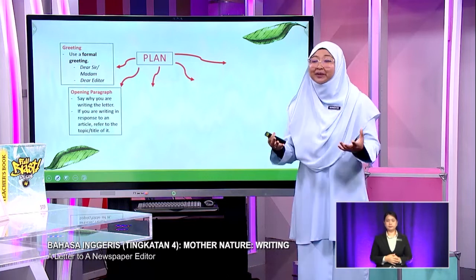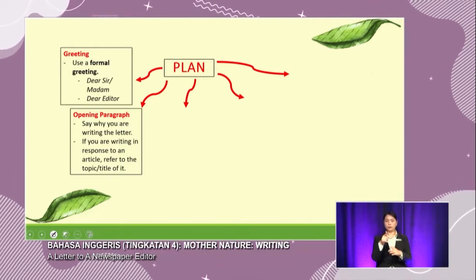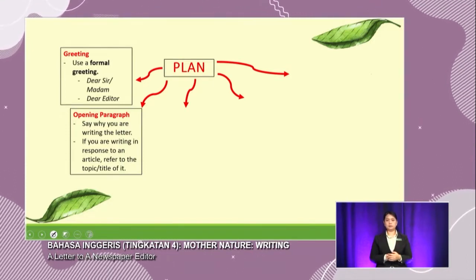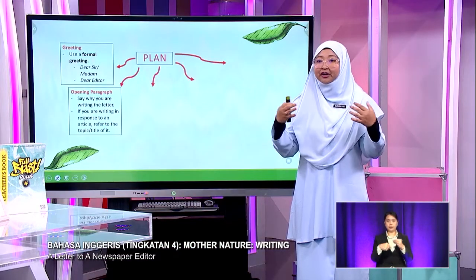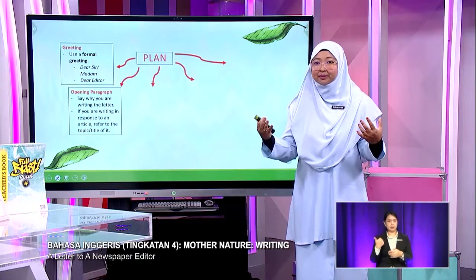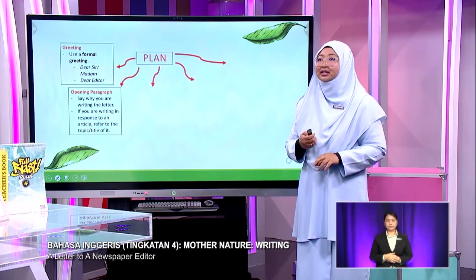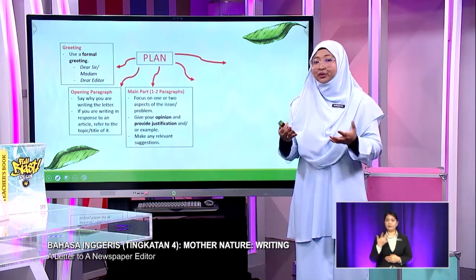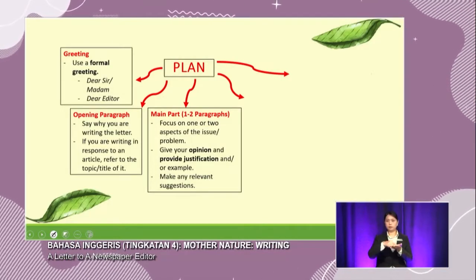Afterwards, the opening paragraph. Say why you want to write the letter, the reason why you write it. If you are writing in response to an article, refer to the topic or the title of it. If it mentions something about the environment, mention the topic or the title of the article. The next one is the main part, the body of the letter. You can write around one or two paragraphs, focusing on one or two aspects of the issue or problem.